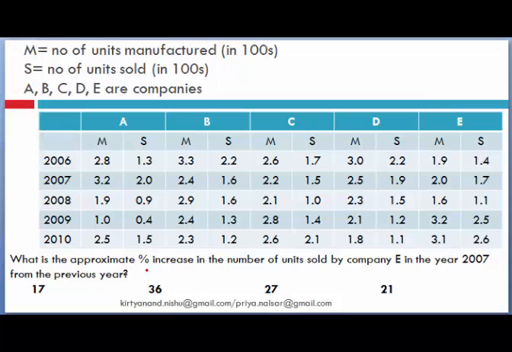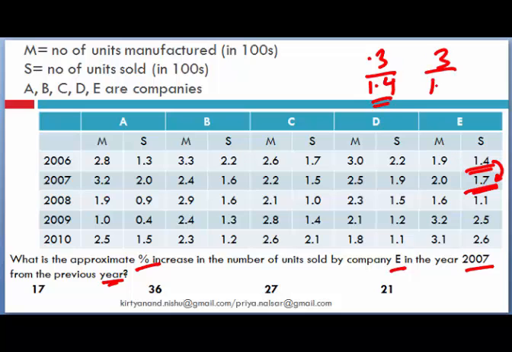What is the approximate percentage increase in the number sold by company E in year 2007 from the previous year? So it's again a simple question. 2007 units sold, that is 1.7, from the previous year. So you see there is a rise of 0.3. So 0.3 over 1.4, because it says you have to calculate the percentage increase from the previous year. So base will be 1.4 and not 1.7.